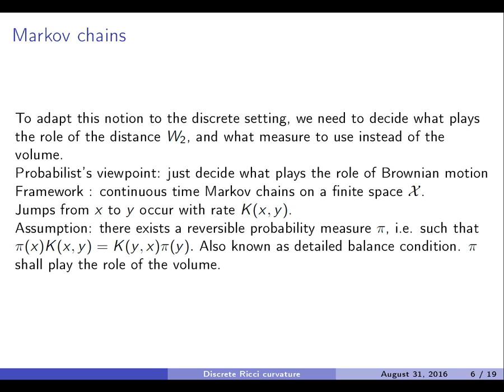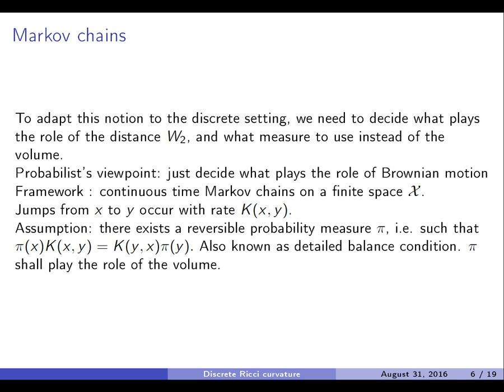And what we need to do is decide what plays the role of the distance W2 and what measure to use to play the role of the volume. The entropy will be unchanged. It still makes sense in the discrete setting. But if you come at it from the point of view of probability, it's much more natural to decide what plays the role of Brownian motion and then try to build up everything else from what you have decided is Brownian motion.